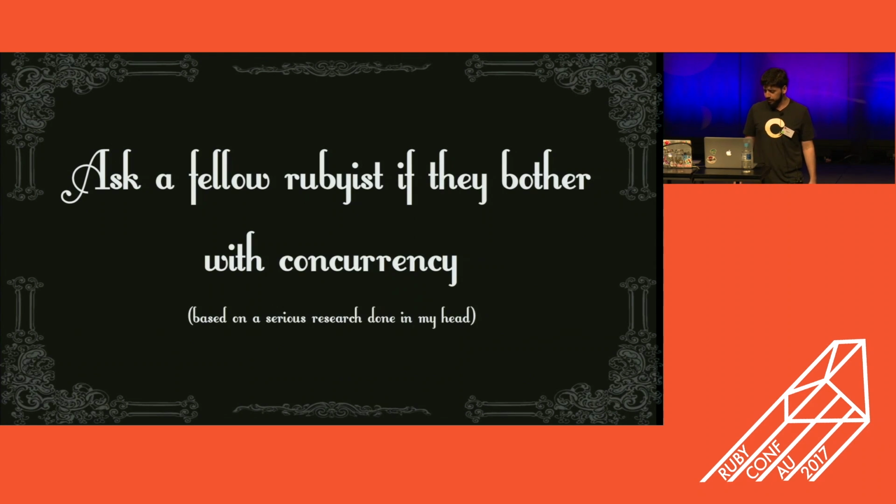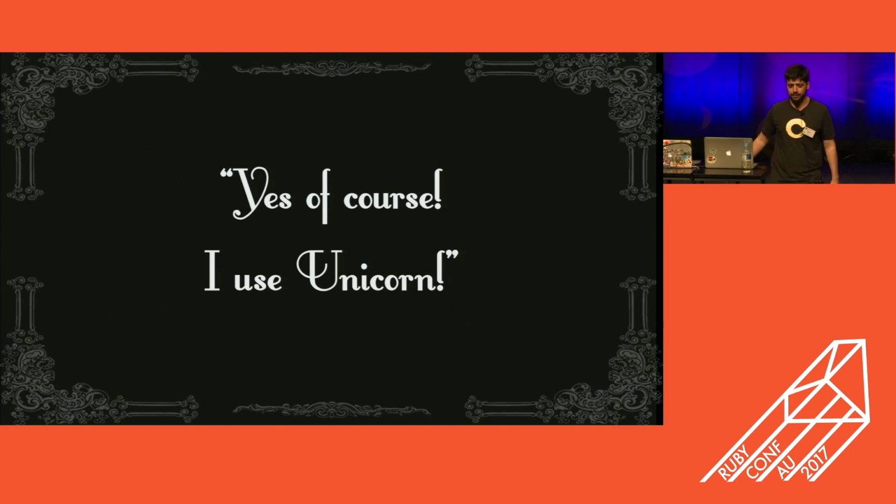So if you ask a fellow Rubyist if they bother with concurrency, and you can ask that to the person sitting right next to you, you're going to get an answer that's probably going to fall into 4 different categories. The first category is going to be a resounding, yes, of course I use concurrency. My app runs on Unicorn or Thin or Puma or whatever. So there's a lot of Rubyists for whom concurrency stops when they choose the right application server. It's something that a gem does for you. It's not something you do for yourself.